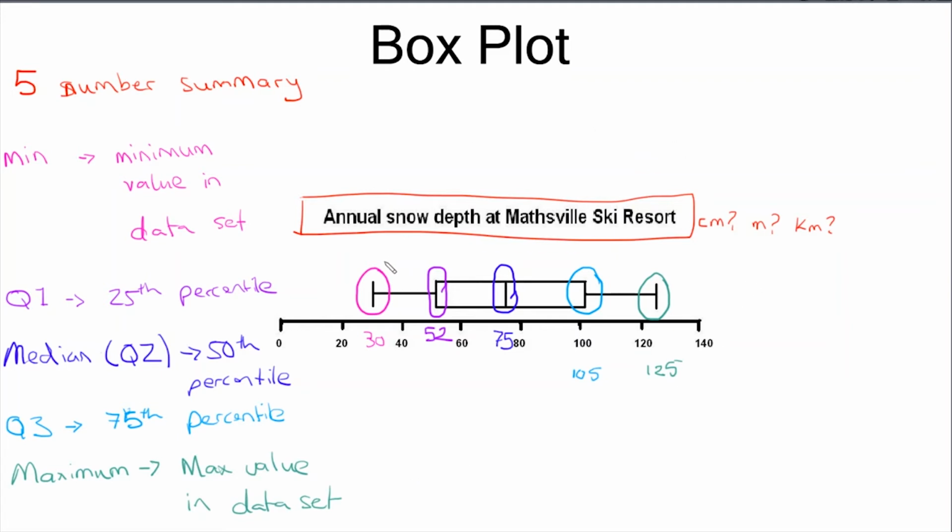Well, now, what can we say when we look at this? Well, we can say that the minimum snow depth at the Mathsville Ski Resort was, and I'll change the color here to orange, well, that to me was 30 centimeters. What was the maximum? Oh, well, that was 125 centimeters. And what about a value which was greater than 75% of the other values? Well, that was 105 units of snow. And here, 75 units is the middle value of the snowfall. And here 52, this is the value at which 25% of the data is less than this and 75% is more. So this is the information we can get from this.